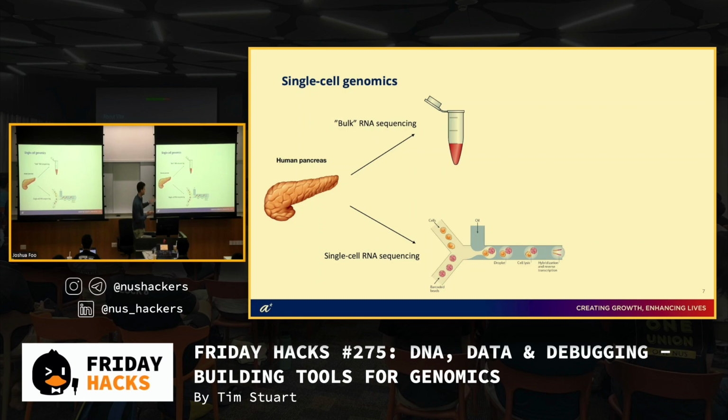So in the past, the way people did things, if they wanted to study tissue, like a pancreas or something, you can just take a chunk of that tissue, grind it up in a tube, and then look at that. So you can measure RNA from that tissue, and that would just be blending together all the different cell types that were in that tissue, right?